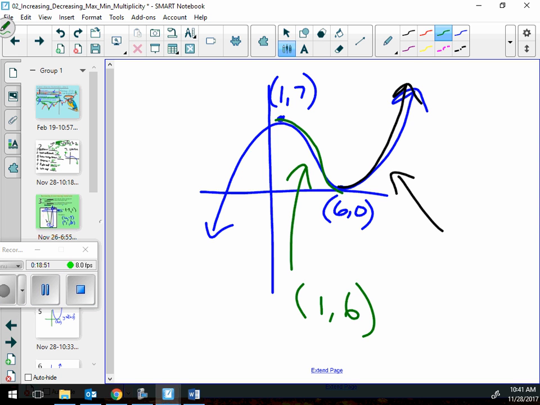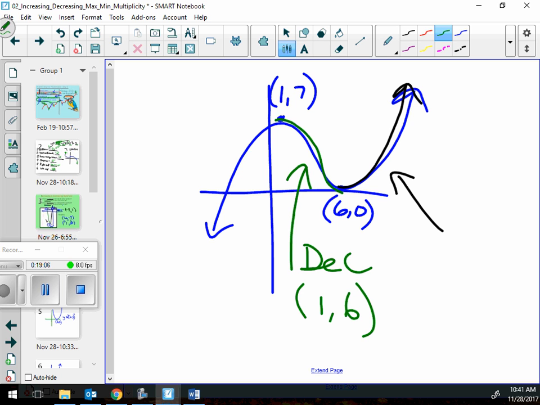Decreasing from 1 to 6. That is a correct answer. Good. All right, now some people get obsessed with the parentheses and brackets here. Don't. It's fine to use brackets or parentheses. I personally just use parentheses because they're just more common.